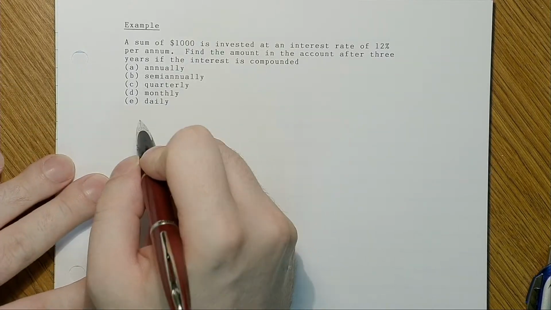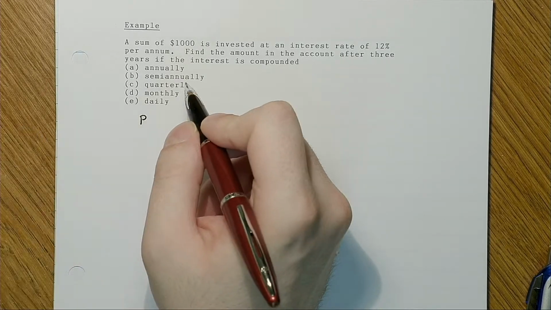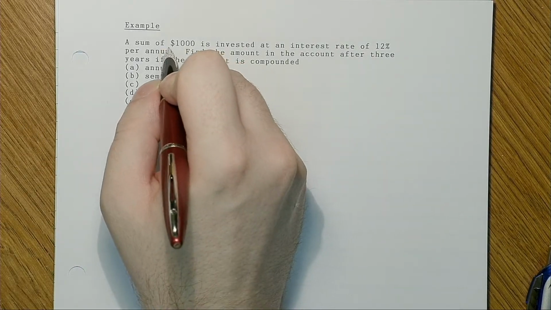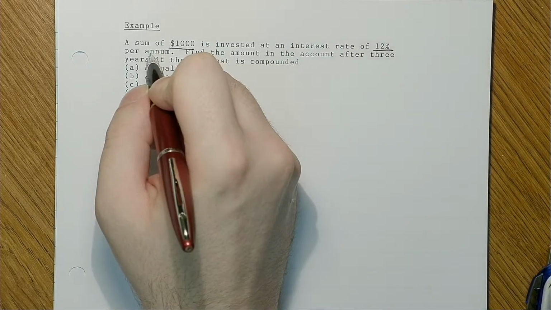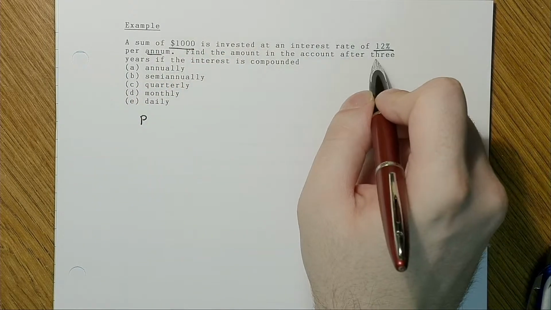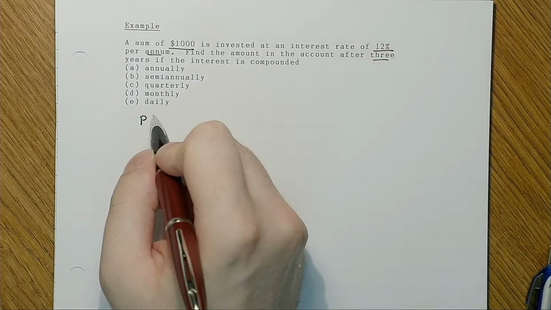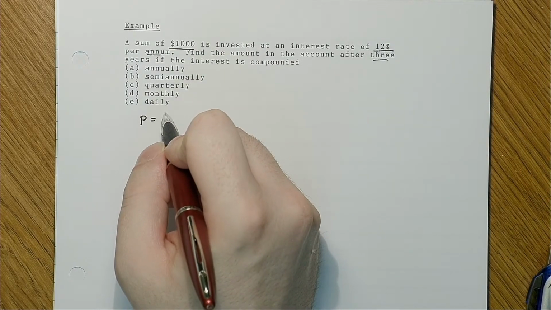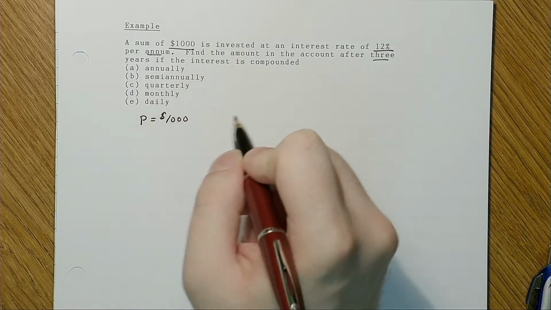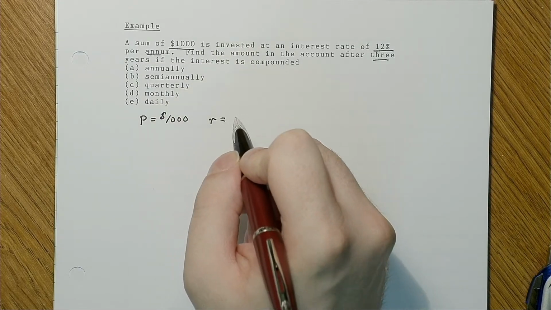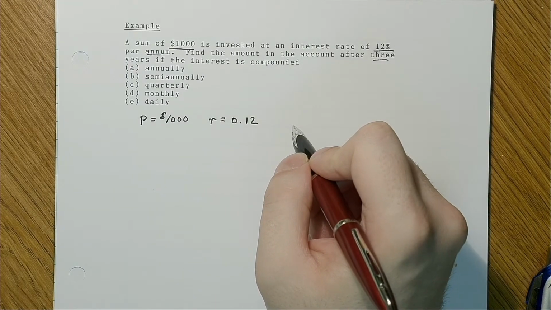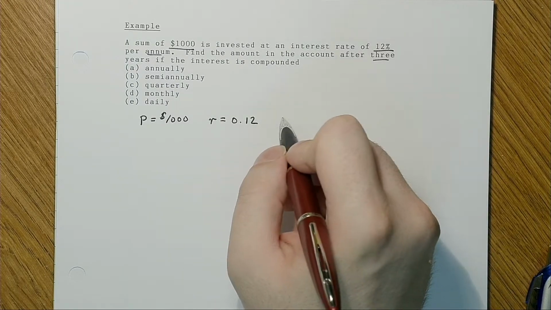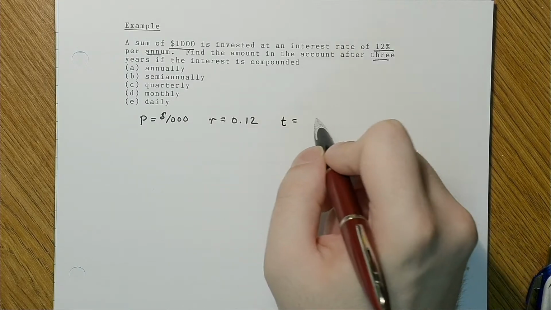Okay, so again, what's my given information? I'm starting out with $1,000. I have an interest rate of 12% per annum, and I need to know it after 3 years. So the principal is $1,000, my interest rate per annum is 0.12, and I'm going to have it after 3 years, so my T equals 3 years.